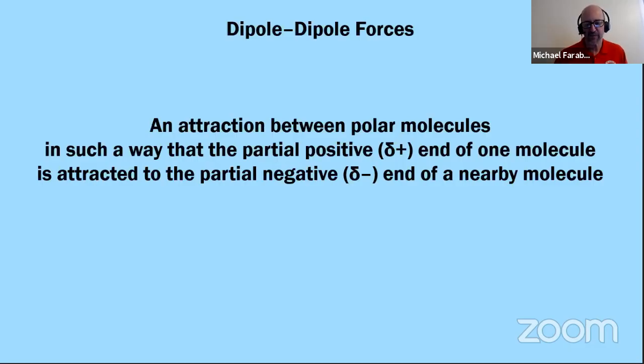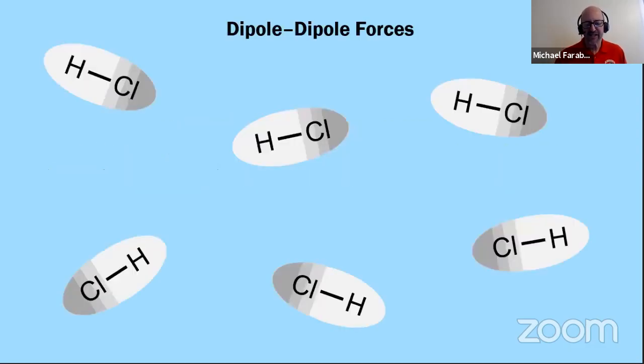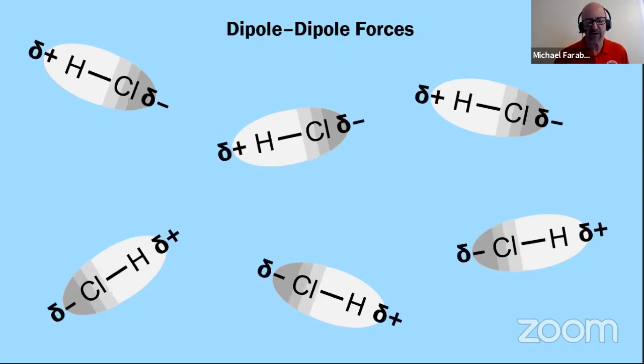Let me show you an example. Here we have HCl molecules in the gas phase, and I've shaded one end of the HCl molecule to indicate a higher electronegativity. So there is a partial negative charge on the chlorine and a partial positive charge on the hydrogen. If HCl molecules in the gas phase are cooled low enough, they will eventually condense to a liquid, and they will start to experience what we call dipole-dipole forces.